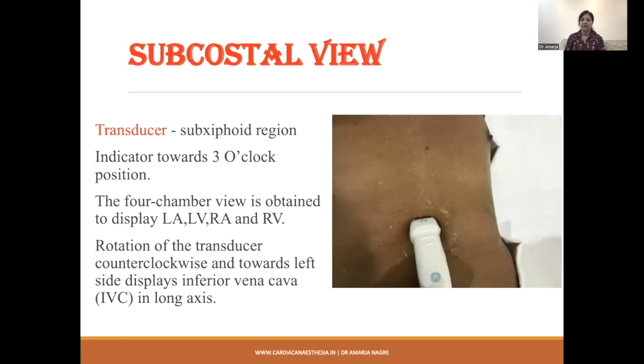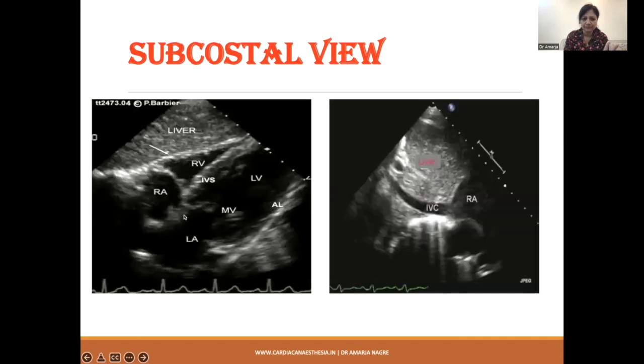Now, sometimes you may find it very difficult, or you may get poor windows in this, but then to our rescue comes the subcostal view. So we have to be very well acquainted with this subcostal view, and this is a very easy view. What you have to do is just keep your probe in the subxiphoid region with your orientation mark towards 3 o'clock position. That is not towards the right shoulder. Just keep it away from the right shoulder, and there you are. What you can see is this view.